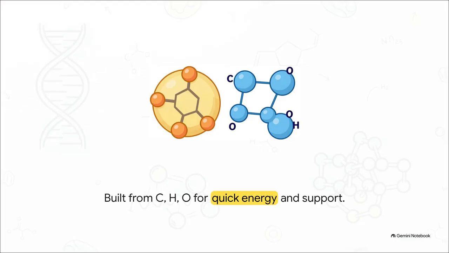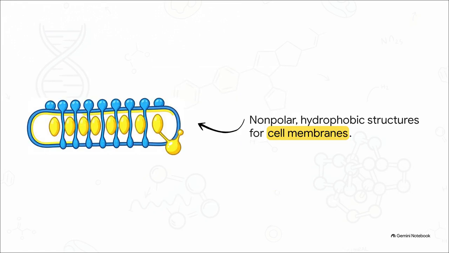First up, carbohydrates. These are built purely from carbon, hydrogen, and oxygen. Now, the big takeaway here is how they snap into these distinct ring or chain formations. That specific structure is incredibly efficient for storing quick grab-and-go energy, like glucose. But hey, they aren't just a quick sugar rush. When they link into long, complex chains, like cellulose, they are incredibly tough. They literally build the rigid cell walls in plants. Form directly equals function.